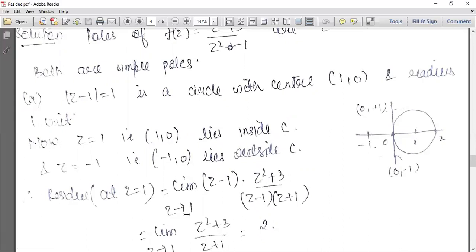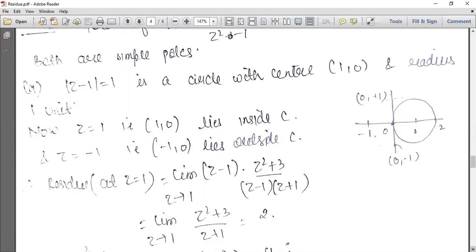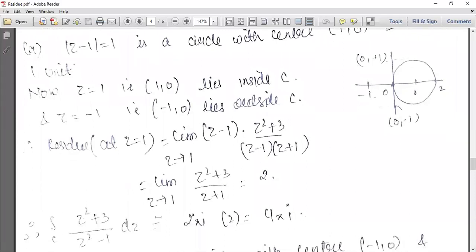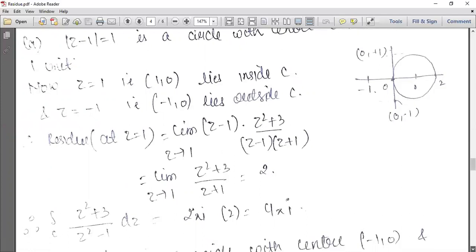So again, limit z tending to 1 of (z minus z naught), that is z minus 1, into f of z. So z minus 1 will get cancelled and I will be left with (z square plus 3) divided by (z plus 1), with z approaching 1. So just replace z with 1. This will be 1 plus 3, 4, and the denominator will be 1 plus 1, 2. So 4 divided by 2 will give you 2. And my answer will be 2 pi iota times the sum of residues. This point lies outside my given contour C and this point lies inside the given contour C, so only one residue is there. So my answer will be 4 pi iota.